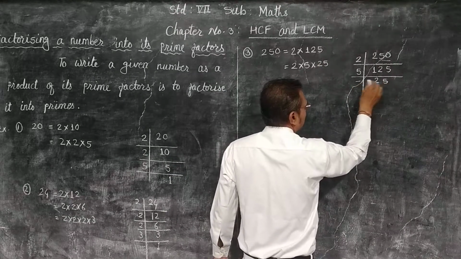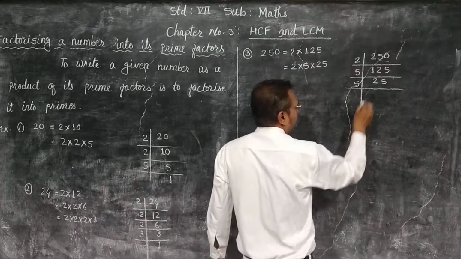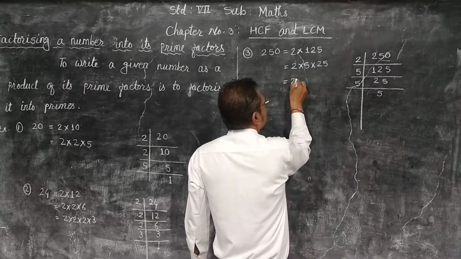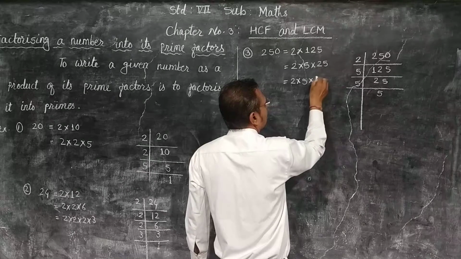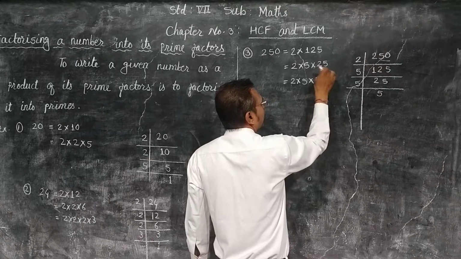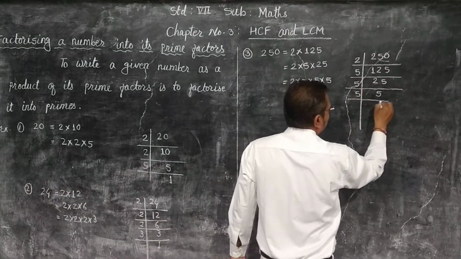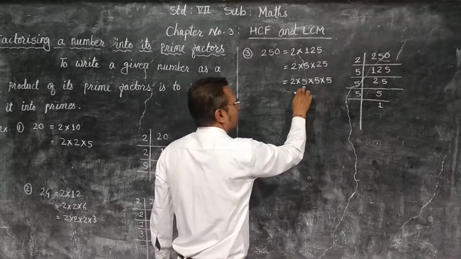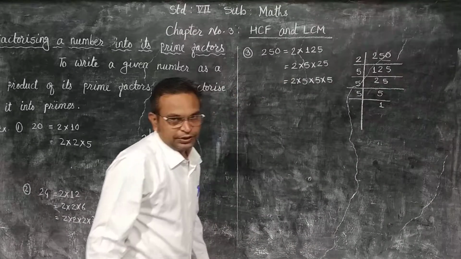Therefore, again in the unit place there is 5. We can use the divisibility test by 5. 5 5s are 25. Here write 2 into 5. 25 is not a prime number. Therefore, we use the test of divisibility by 5. 5 5s are 25. 5 is a prime number, therefore 1. Now verify. 5 5s are 25, 25 1s are 25, 25 5s are 125, 125 2s are 250.